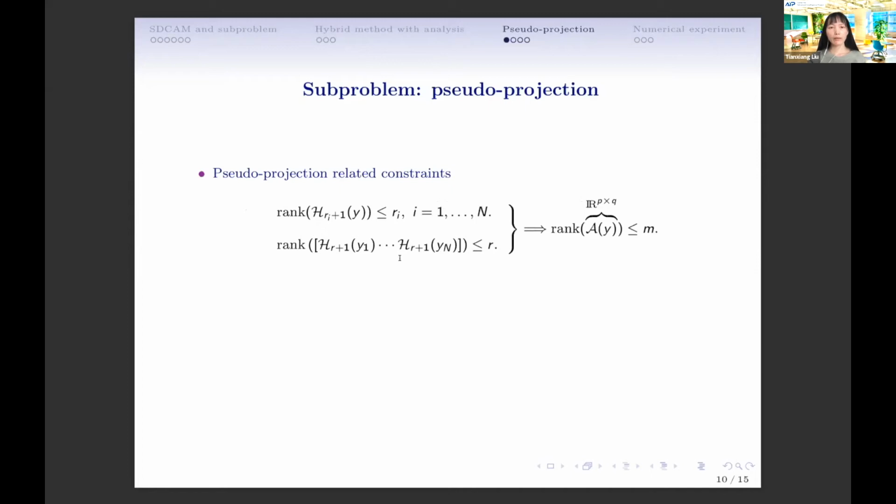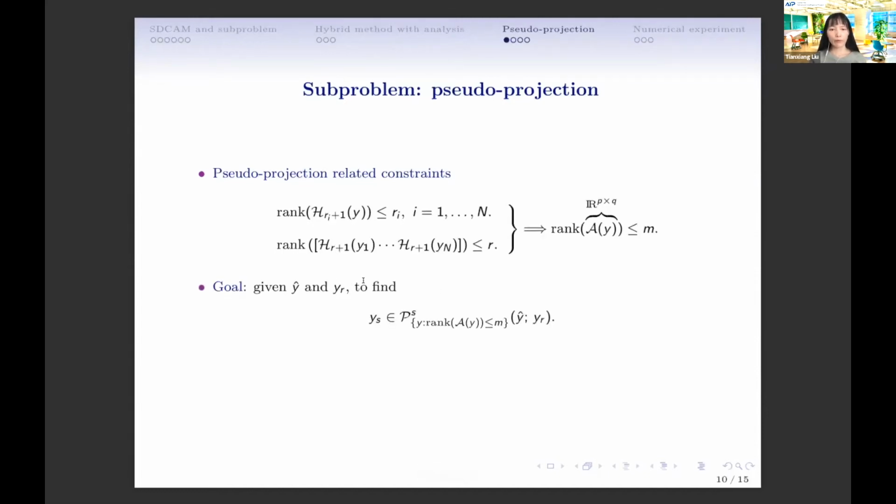So, okay, now as we mentioned before, we go on to see how to implement the pseudo-projection. Because we gave a framework of pseudo-projection in the algorithm framework, but we didn't say how to realize it. So in this part, I will introduce a realization of the pseudo-projection. All the pseudo-projections in the previous problem basically involve these two kinds of sets defined by these constraints. This is the first n constraints, and this is the last constraints. So basically this can be written as a uniform formulation like a rank of a linear function, bounded by some m.